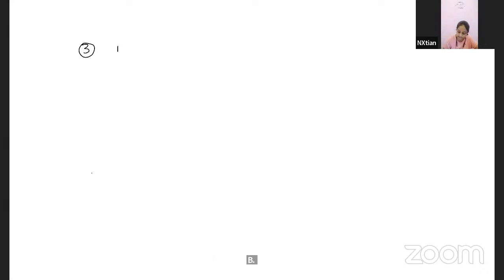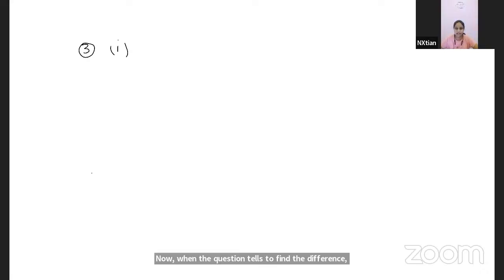Okay. Now in this question, the question tells you to find out the difference between CI and SI. Now when the question tells to find the difference, what we do? We calculate the CI, we calculate the SI, both, and then we subtract the smaller one from the bigger one.